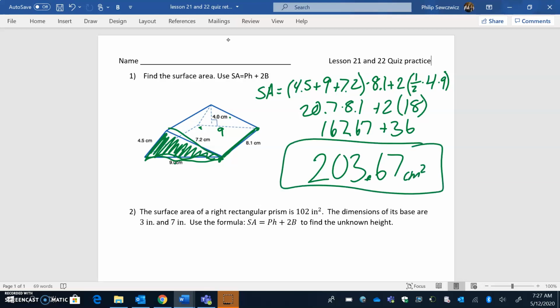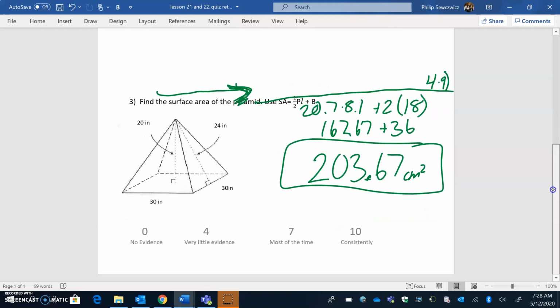So again, it is using your formula. It's understanding what those words stand for, and then making sure you're plugging it in. Really, this is the most important step when it comes to doing your quiz, because if you make a mistake, I can see exactly where things have gone wrong. It might just be that you typed it in the calculator wrong. That's it. That's the important part to get filled in, so I can see what you're doing.